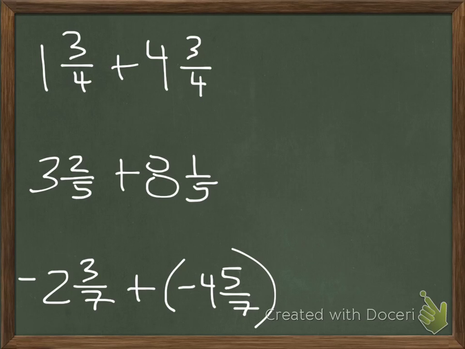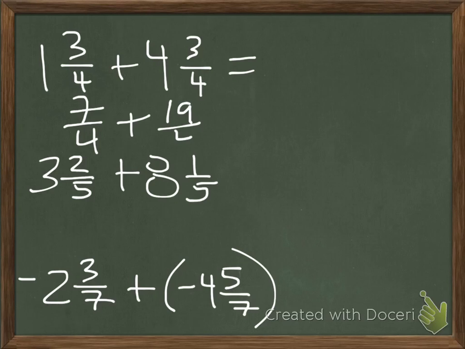These we're going to do next are mixed numbers with like denominators. So with mixed numbers, I say even if they have like denominators, I would change them into improper fractions first. That way you can focus on adding the numerators only. So you have 1 times 4 is 4, plus 3 is 7. So this is really 7 fourths, plus 4 times 4 is 16, plus 3 is 19 fourths. So we're going to add 7 plus 19.